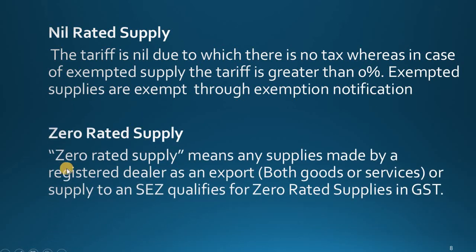Then zero rated supply. So what is zero rated supply? Zero rated supply under GST means any supplies made by a registered dealer as an export. So if you make an export, then on such export there is a zero rate. Both goods and services are included, and supply to an SEZ also qualifies for zero rated supplies in GST. So if you are making an export, and also if you are supplying goods to an SEZ, then on such supply there is zero rate.